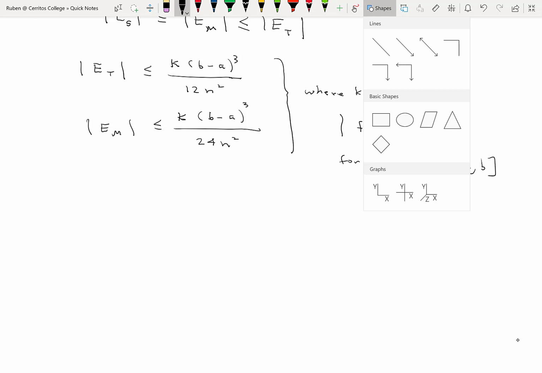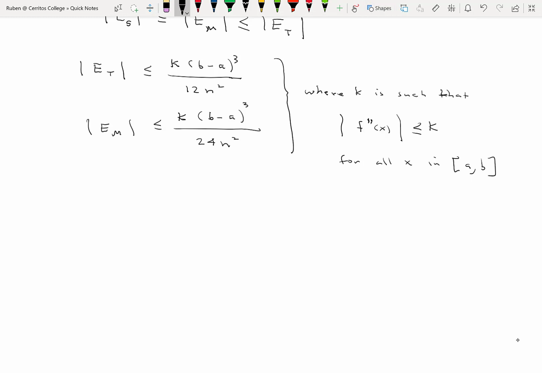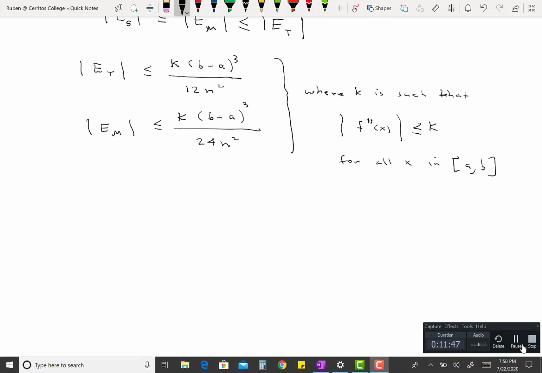So here's, I'm attempting to graph a function here. I think I'll do it off camera.